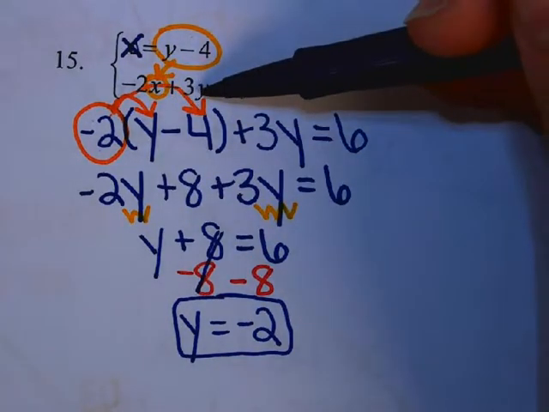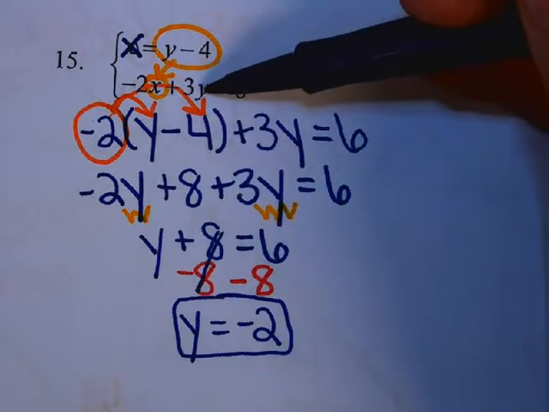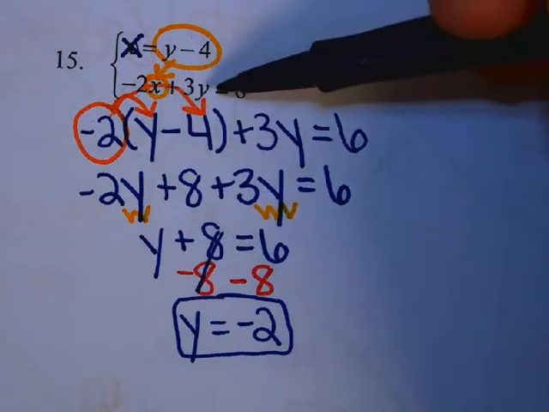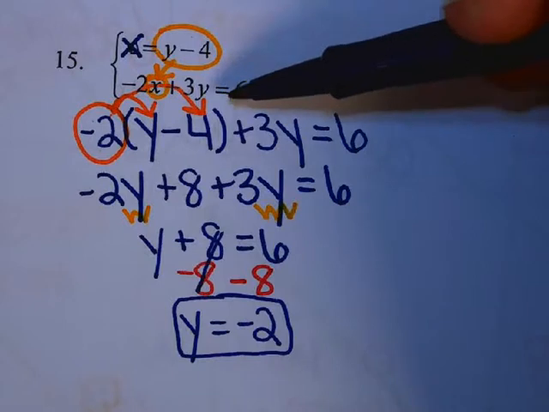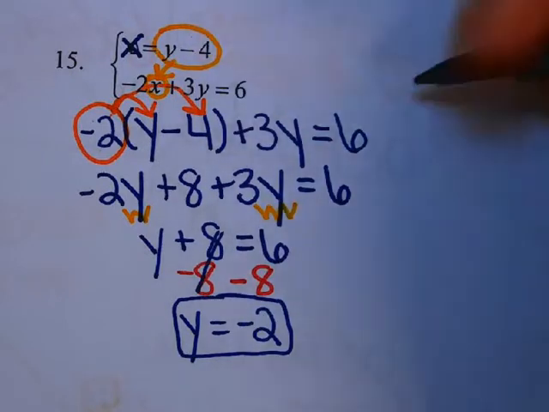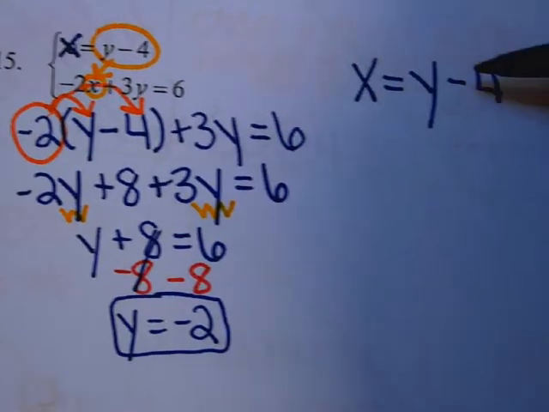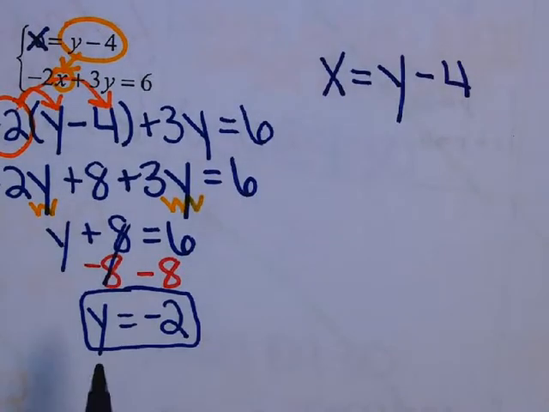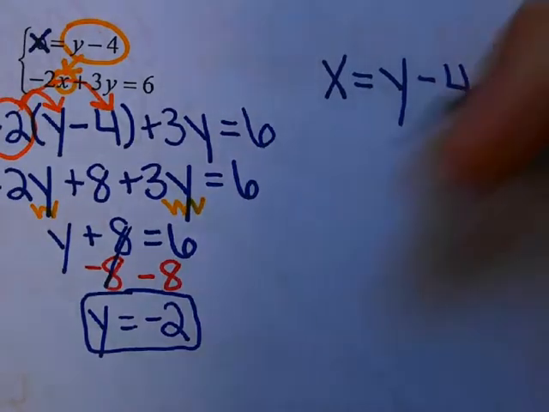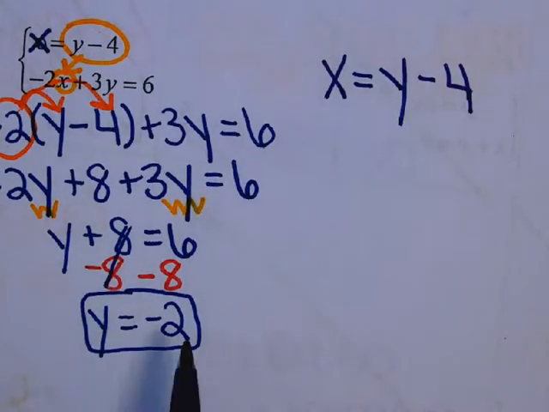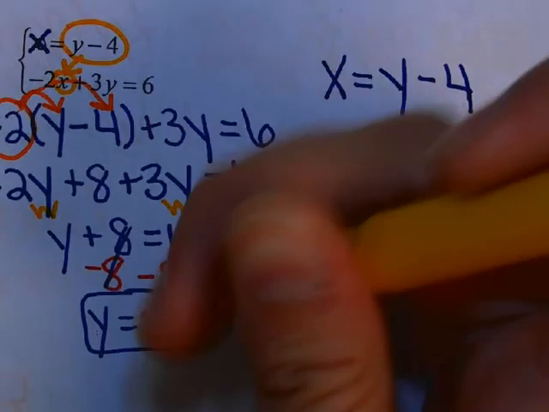If we chose the second one, then we'd have to plug in negative 2, and then we would have to solve for x, which wouldn't be quite so quick. So I'm going to plug it into the top one. x equals y minus 4. Okay? What I have down here is that y equals negative 2. That means y is negative 2. It means we can replace y with negative 2. And that's exactly what we're going to do.